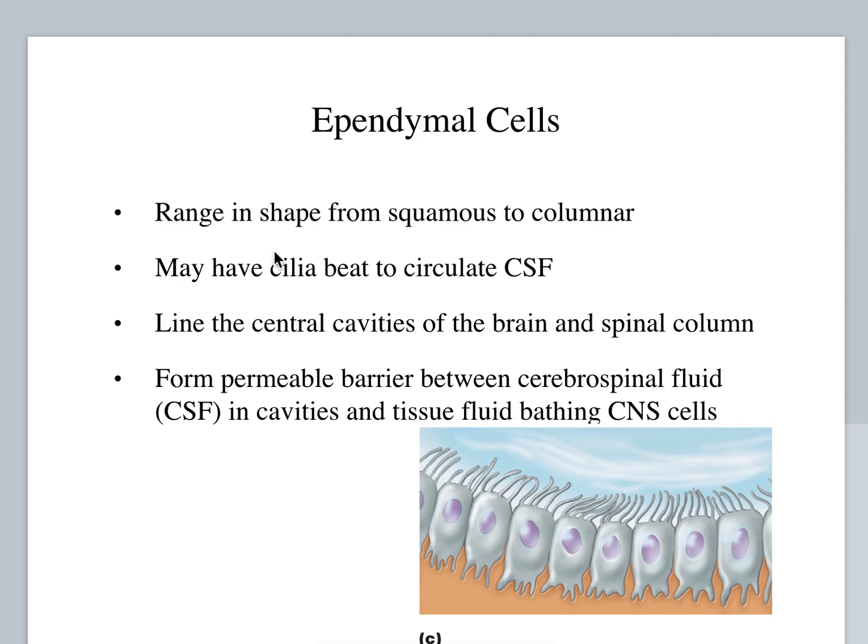Ependymal cells. Inside the brain and the spinal cord, there's cavities or ventricles or areas filled with fluid. These ependymal cells line these fluid-filled areas inside the brain and the spinal cord. They have cilia, these little hair-like structures. They help move the fluid. The fluid is called cerebrospinal fluid. This is the fluid that comes out when someone gets a spinal tap. But these ependymal cells help keep the fluid flowing through the ventricles and through the spinal cord.